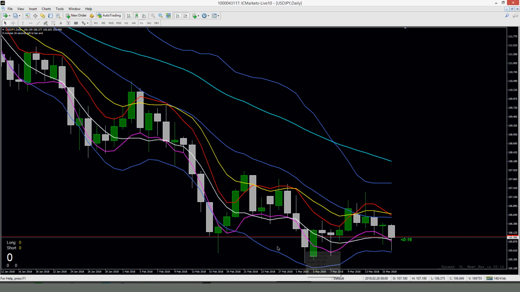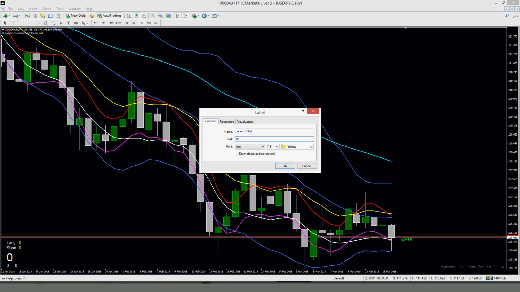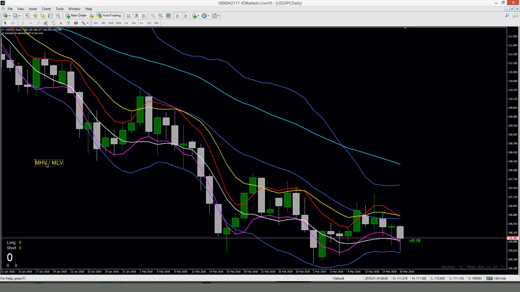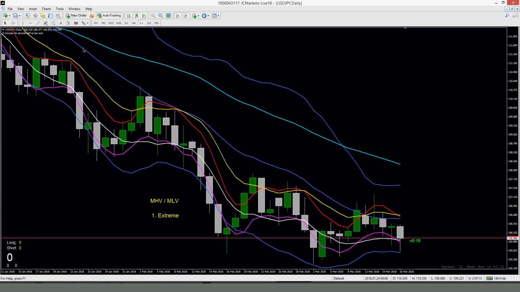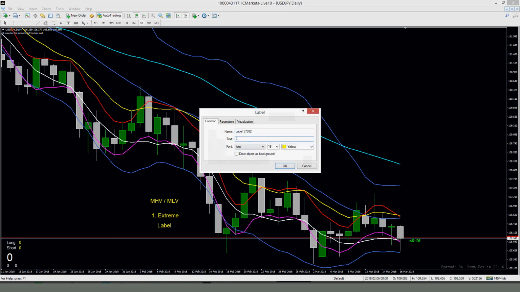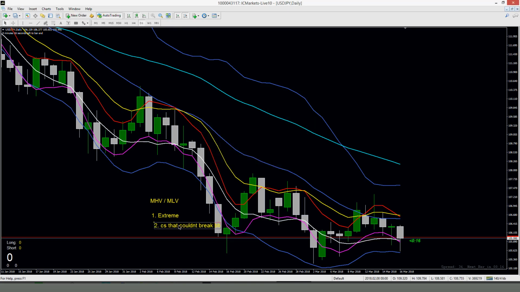This is what we call the second condition of MHB, because okay, let me just write this down. So MHB or MLB condition. The first thing that you need to understand is, one, you have to have an extreme, okay? And then two, you have to have a candle that couldn't break the BB, all right?